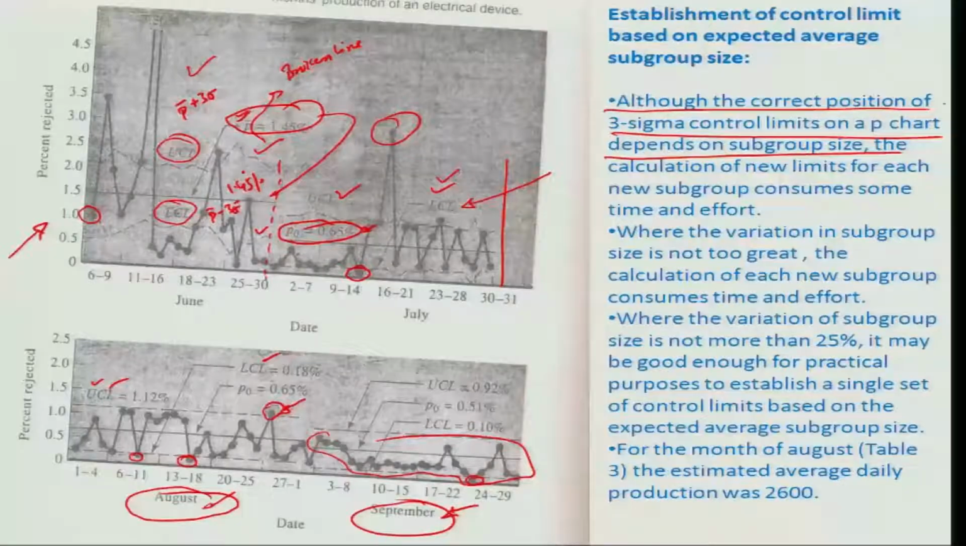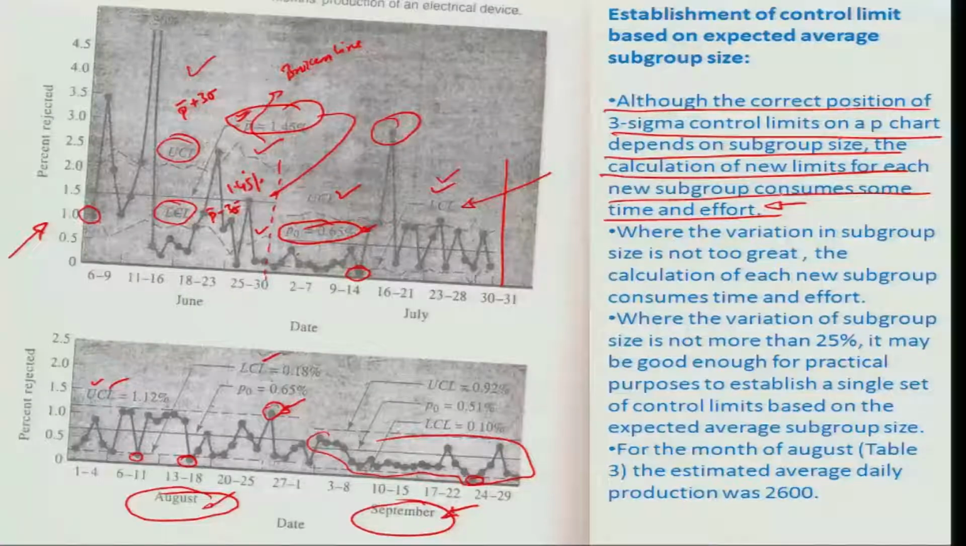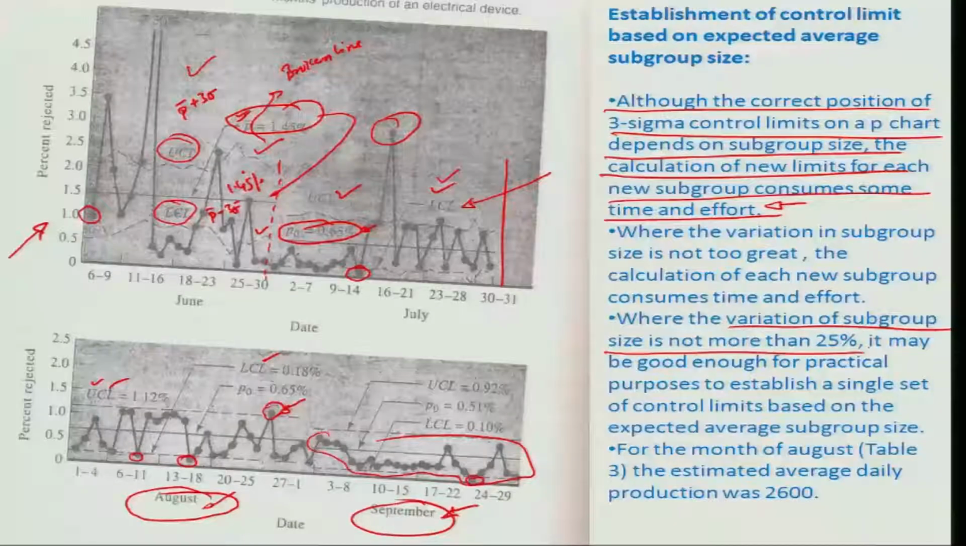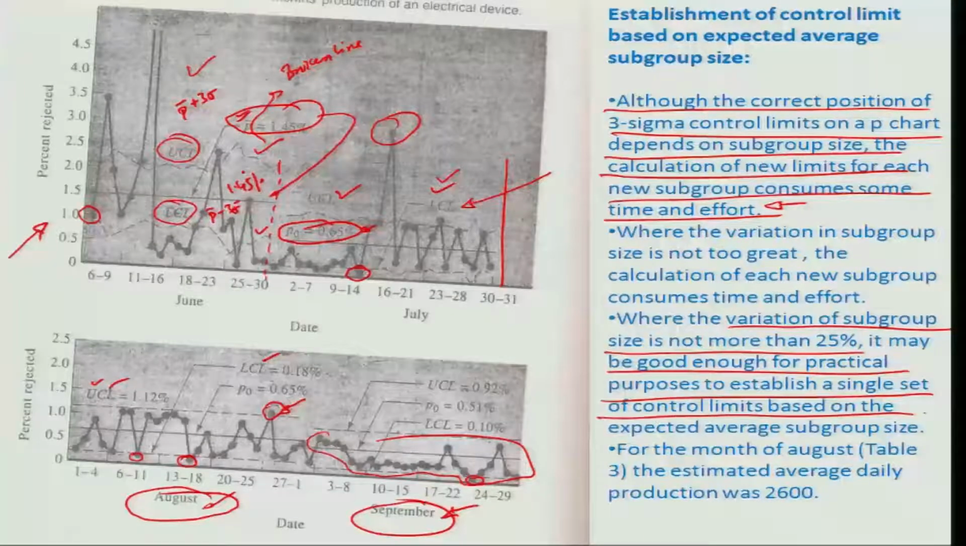So, this is the Shewhart's acceptance sampling based attribute control chart. Although the correct position of the 3 sigma control limits on a P chart depends on subgroup size, the calculation of new limits for each new subgroup consumes some time and effort. That is a problem, at least for the first 2 months when you have unstraightened UCL and LCL. You will have to compute on the various subgroup sizes on a daily basis. Although if the variation of the subgroup is not more than 25%, it may be good enough for practical purposes to establish a single set of control limits based on the expected average subgroup size. That decision can be taken by looking at the outliers and the extent of the outliers also.